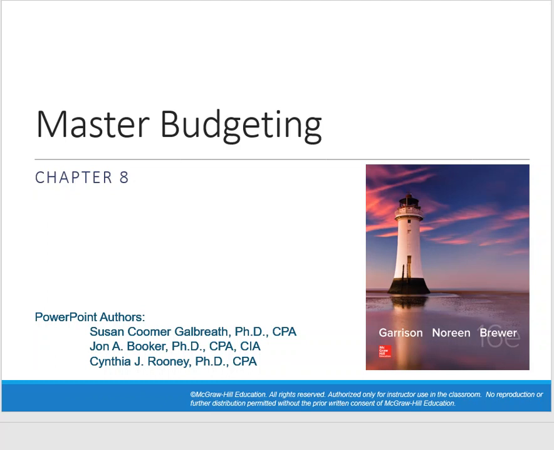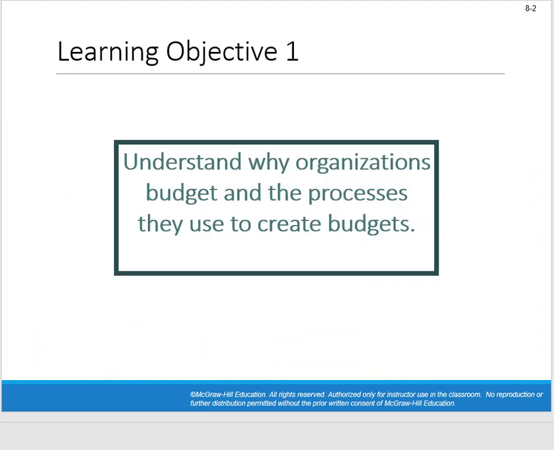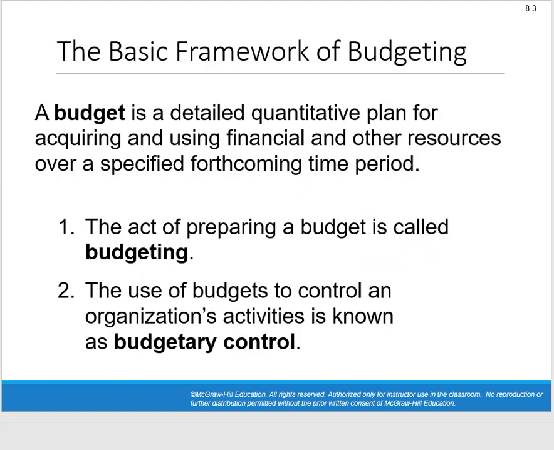Let's get into it. So master budgeting is a process that we use to create budgets in our organization. First, we want to understand what we're doing and why. So basic idea, a budget is a quantitative, a numeric plan for acquiring and using financial and other resources for the forthcoming time period. So of course, when we talk about budgeting, we're projecting forward. We're using past information to make financial plans going forward.